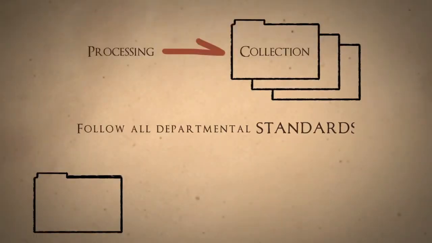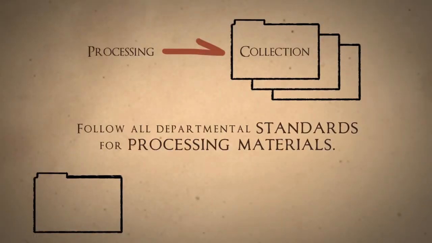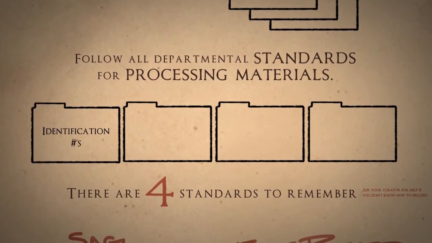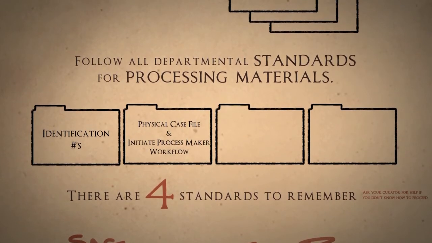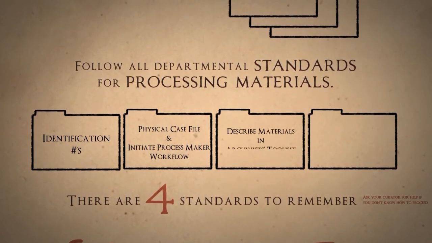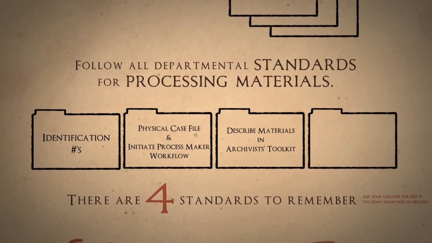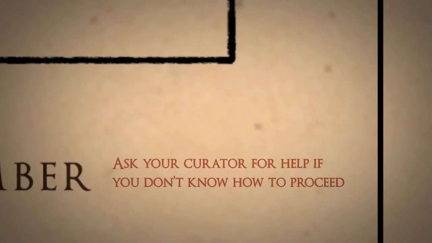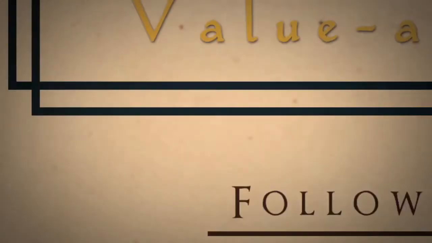Follow all departmental standards for processing materials. There are 4 standards to remember. Generate identification numbers. Create a physical case file and initiate a Process Maker workflow. Describe the materials in the Archivist's Toolkit. Use appropriate descriptive standards. Ask your curator for help if you don't know how to proceed.